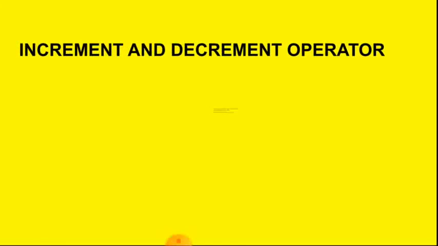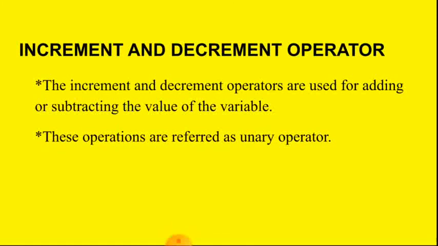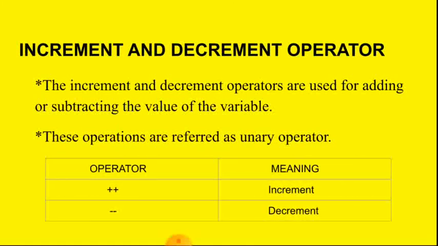Increment and decrement operator. The increment and decrement operators are used for adding or subtracting the value of the variable. These operations are referred as unary operators. Plus plus is the symbol of increment operator. Minus minus is the symbol of decrement operator.